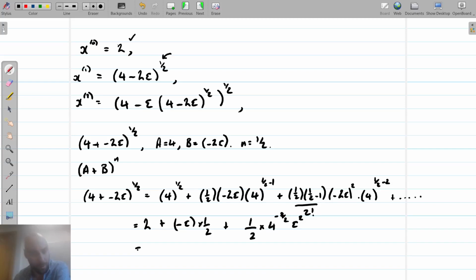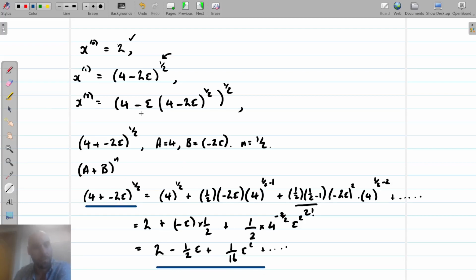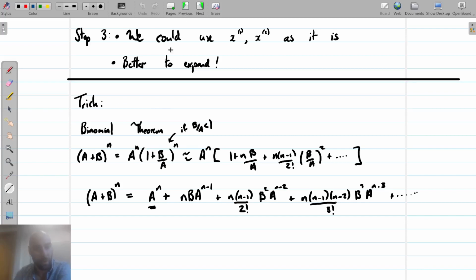So we end up getting 2 minus a half epsilon plus, so this ends up giving us, I believe, an eighth, so this is going to give us 16 over epsilon squared. Okay, if you're not comfortable doing it in your head, just get your calculator out. But you can just plug away these numbers and hopefully you'll get this as your answer. So I've done it. This is my expansion for this. Okay, and it's just simply throwing it into this binomial theorem.